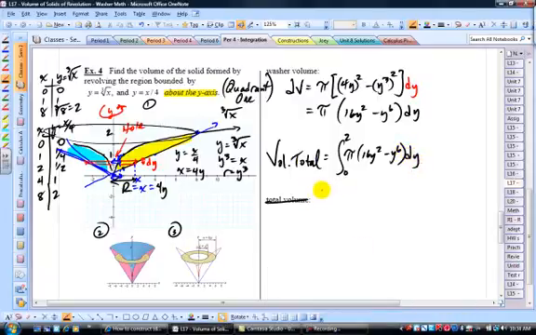Bring out the pi if you want. Integrate. We're going to have pi times 16y cubed divided by 3 minus y to the 7th divided by 7, evaluated from 0 to 2. And after you substitute 2 in, the final volume is going to be 512 pi divided by 21 after you do the arithmetic. Cubic units, of course.